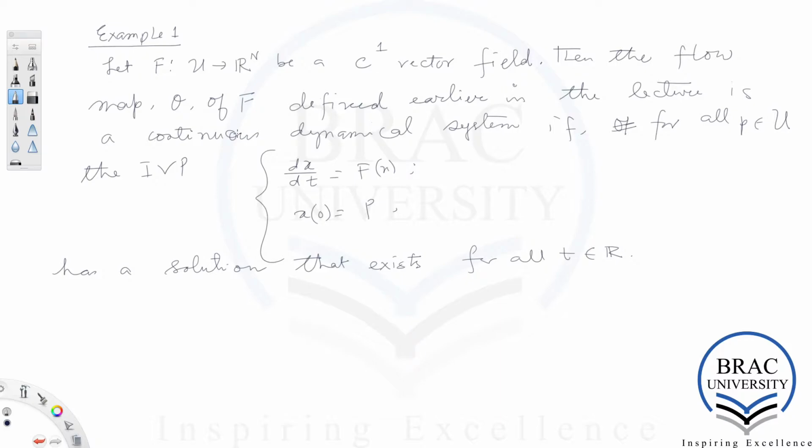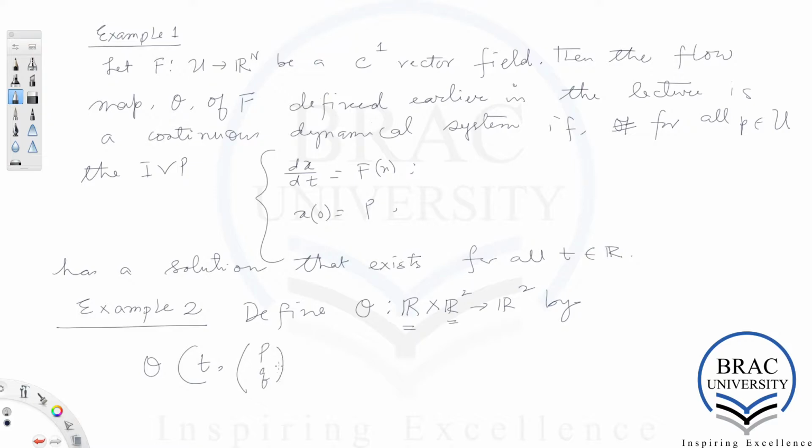Right. Now we'll have our second example. Now we define the continuous dynamical system theta, which is a map from R cross R2 to R2. This is the space part and this is the time part, by theta of t comma pq. t takes value in the set of real numbers and pq is an ordered pair that belongs to R2.